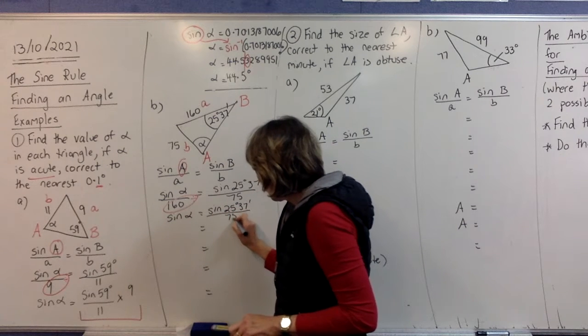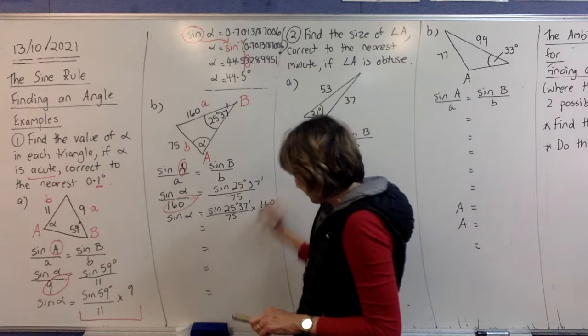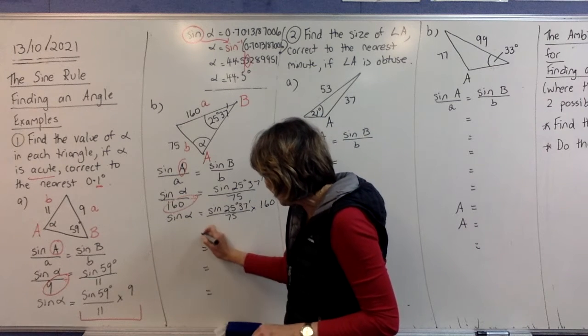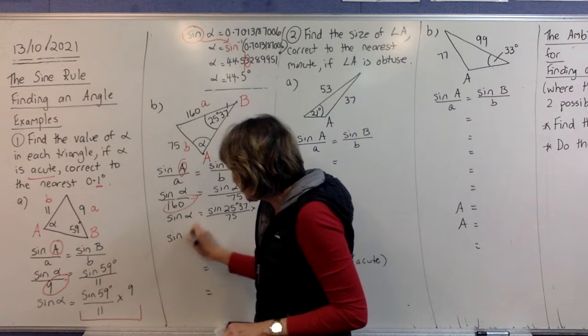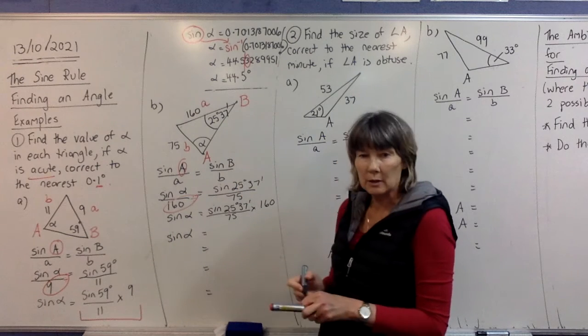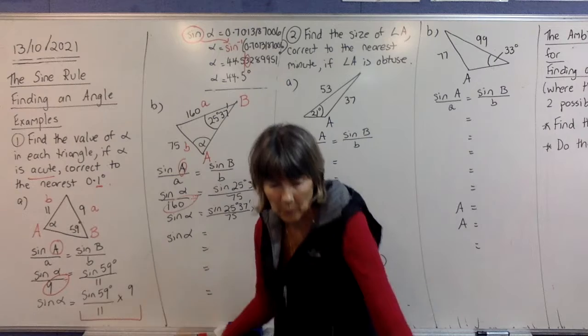And we're going to do the opposite of that, which is times 160. Move this equals down a little bit. All right, now you're going to your calculator and you're going to work all of this out. Just see what decimal we end up with.